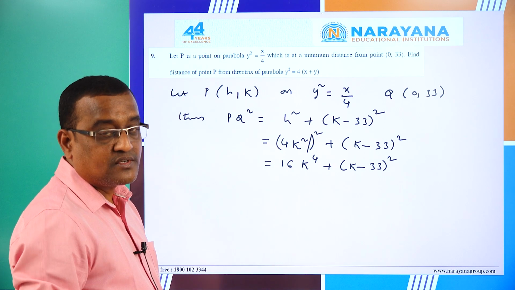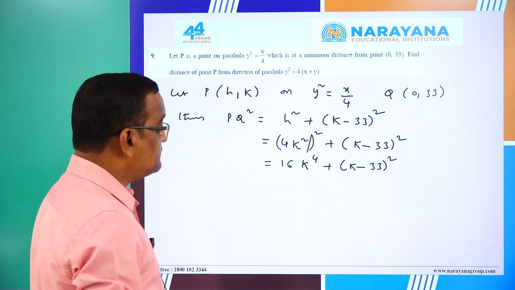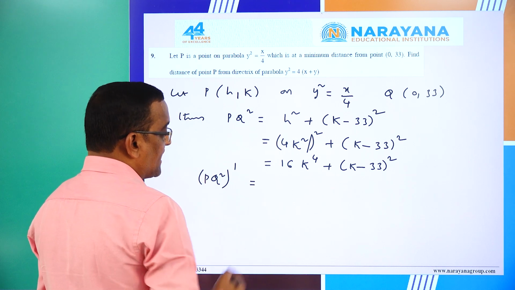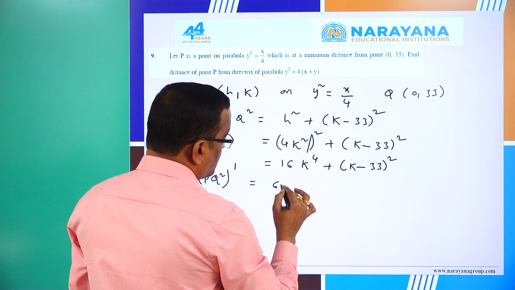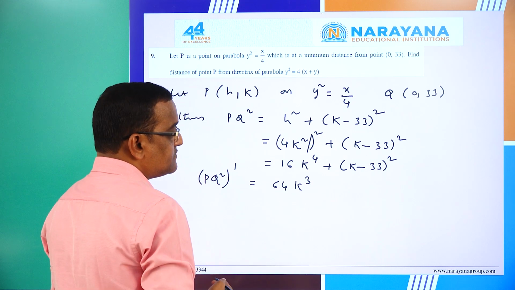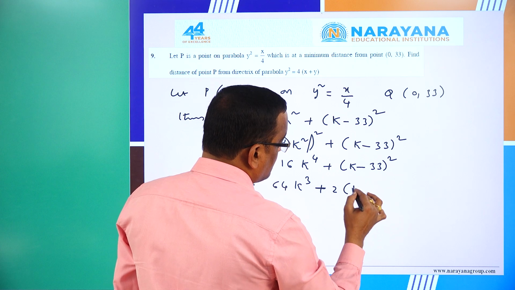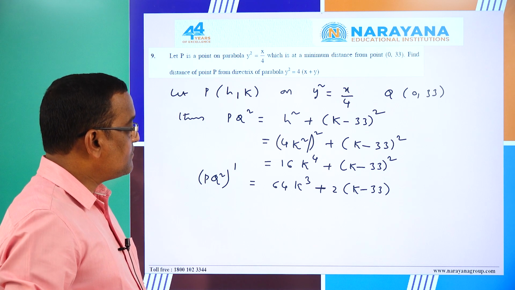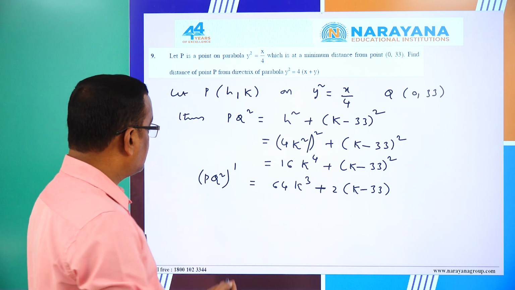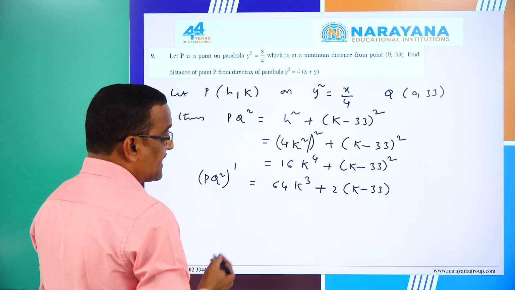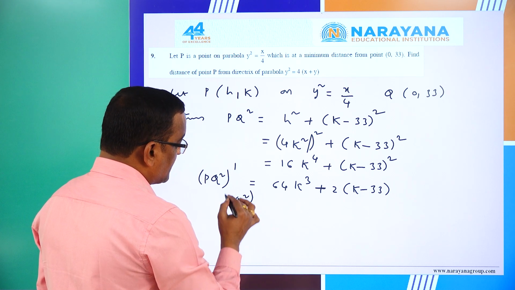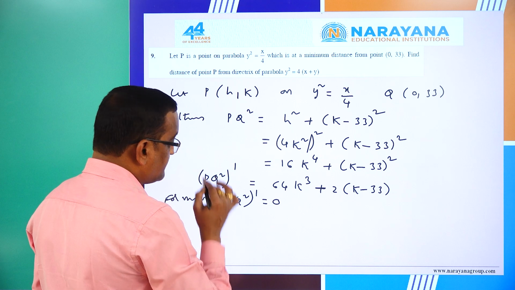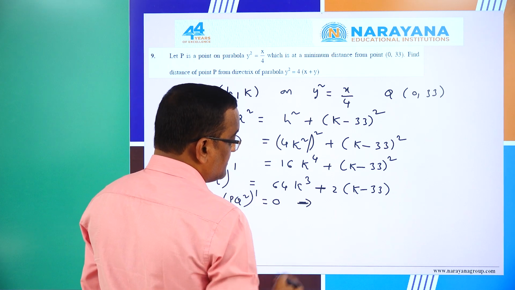Now, to get the k value so that PQ square is minimum, differentiate this and equate to 0. The derivative of PQ square, PQ square dash with respect to k, is 64k cube plus 2 times k minus 33. For maximum or minimum of PQ square, we have PQ square dash is 0. What do you get here?